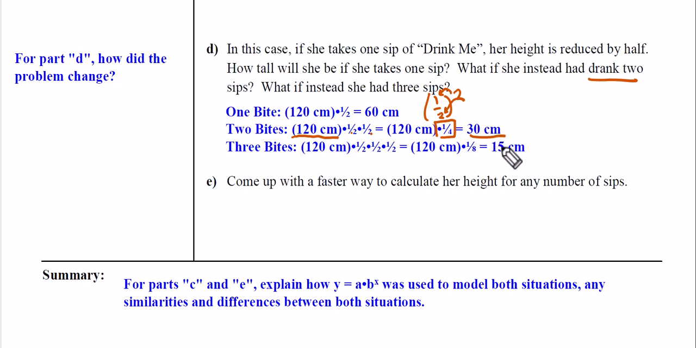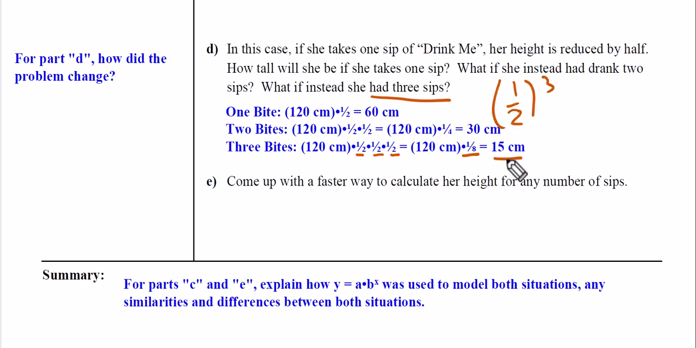15. So let's look at, what if she had 3 sips of drink me instead? Well, that's 1/2, 1/2, 1/2. Where does 1/8 come from? Well, 1/2 to the third power. 15 centimeters. So we could, of course, do this all day long, right? We could half all day long. But we need a better and faster way to do this.